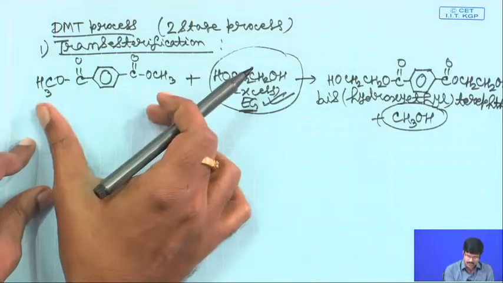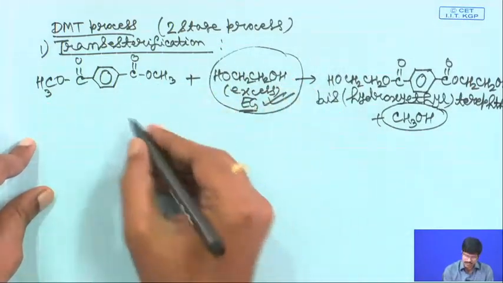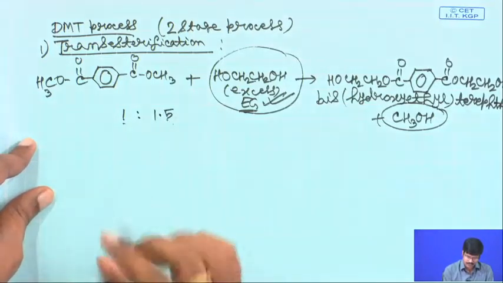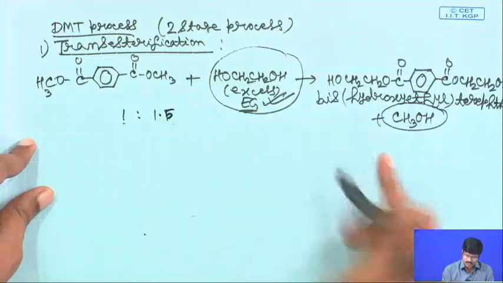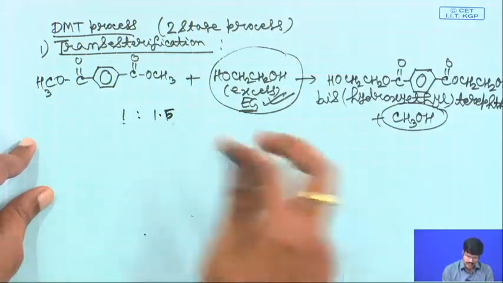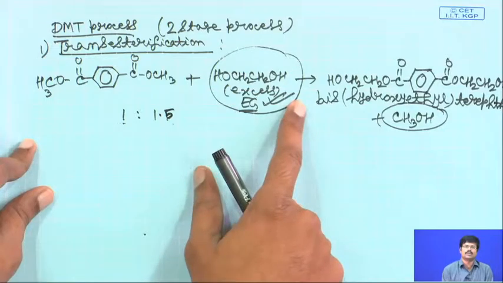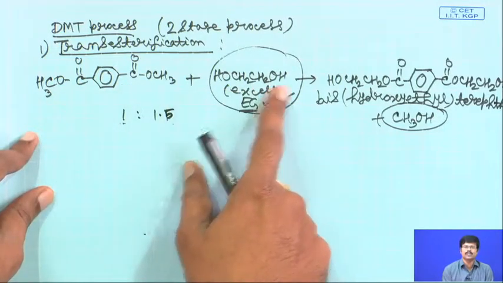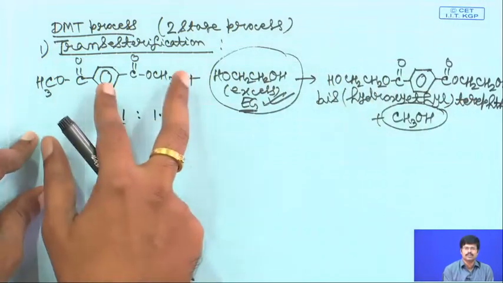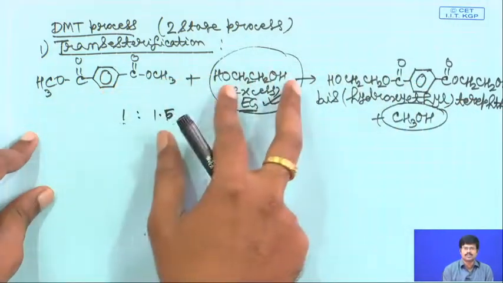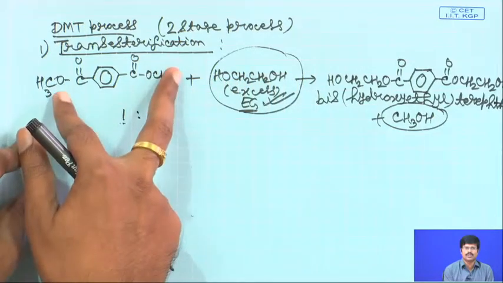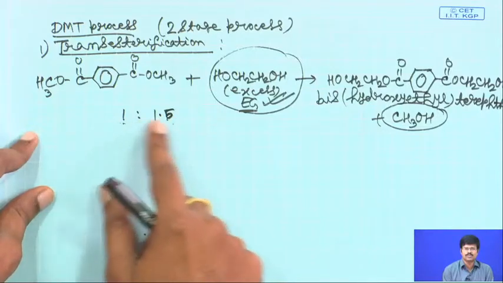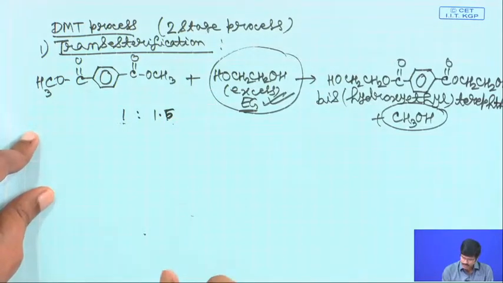Importantly, the molar ratio of your DMT to EG is around 1 is to 1.5. I will talk about the reason why it is 1 is to 1.5 and not 1 is to 2. I mean, you can think about it. Basically, you have only one molecule of this, and if you are putting two molecules of this, then you can have a balanced equation. So, basically 2 molecules of this reacts with 1 molecule of this to replace 2 molecules of methanol, but for reasons I will mention after, you are using 1 to 1.5. This is the first point.